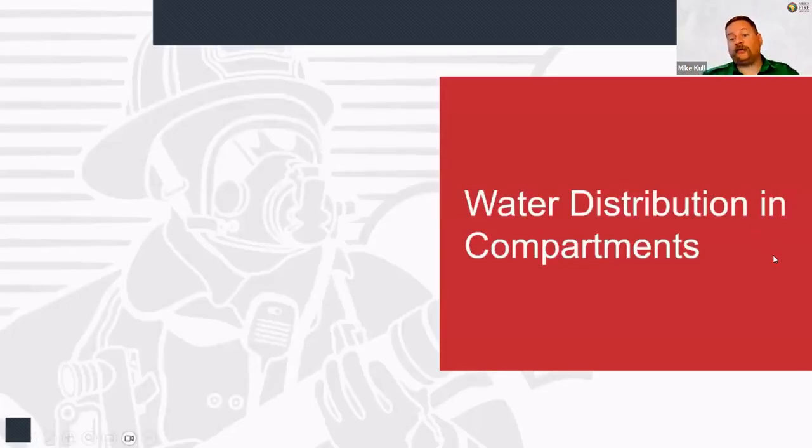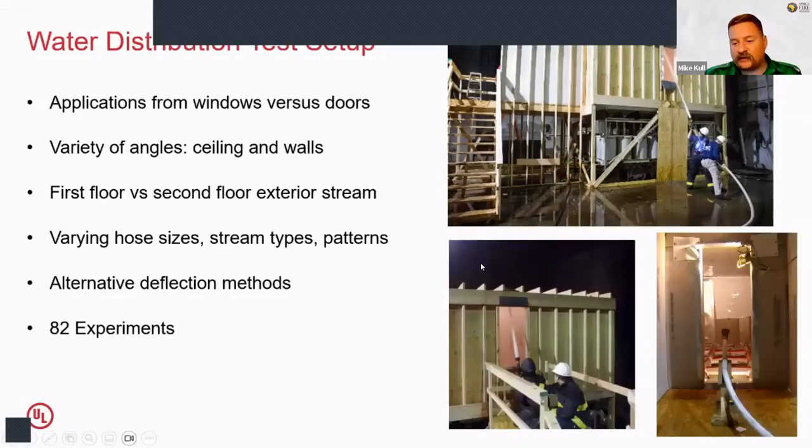Next thing we're going to look at here is water distribution in compartments. So how does the water move around? We're spraying water into the building. How does it distribute itself throughout the room? Okay. Again, they did a whole bunch of testing. I'm not going to spend a lot of time on this, but I just want you to see they're using this scientific process. They built these rooms within a giant warehouse where they do this testing.